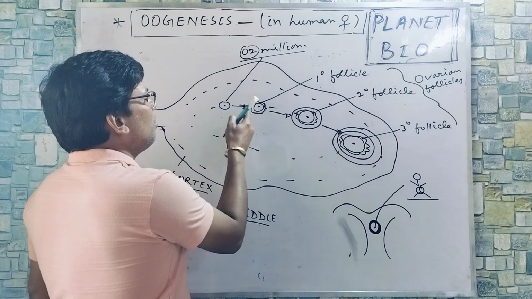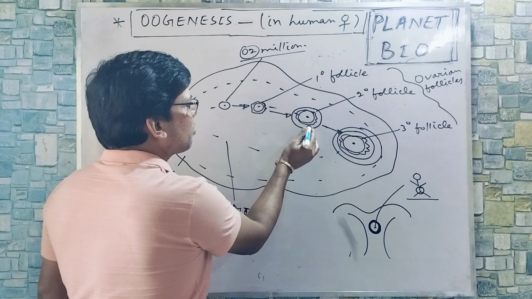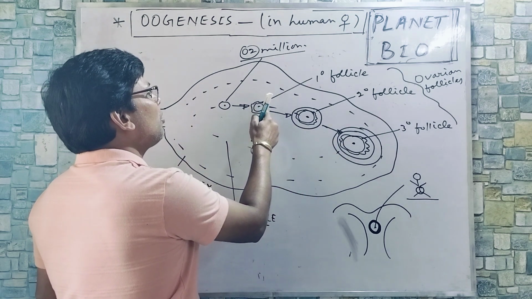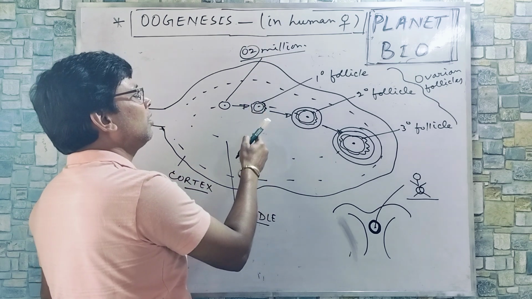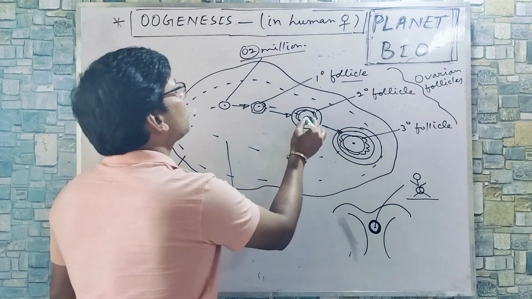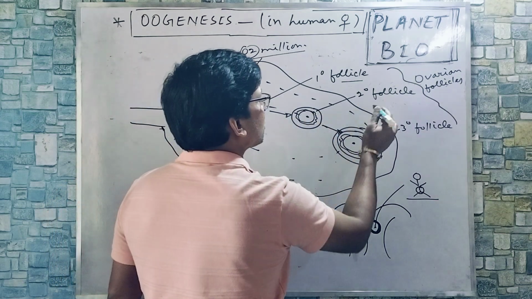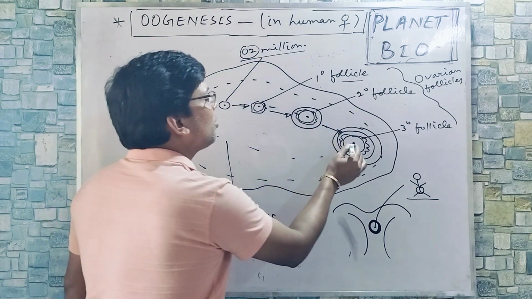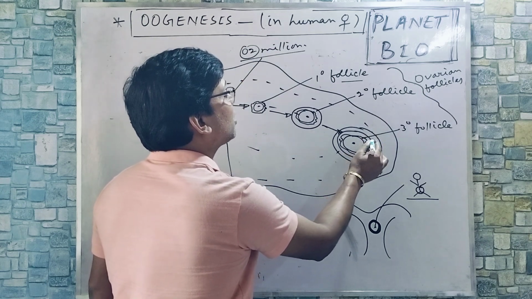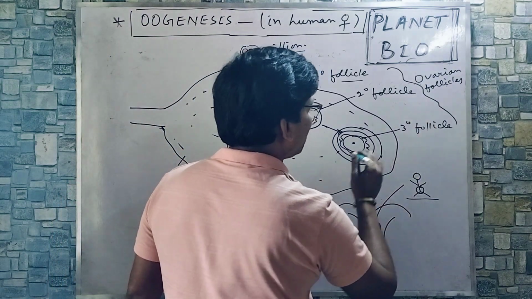Now this oogonium undergoes development inside. It becomes primary oocyte. And this primary oocyte with granulosa layer becomes primary follicle, ovarian follicle. This primary oocyte with more layers of granulosa and theca becomes secondary follicle. This primary oocyte with more layers of granulosa and theca externa and theca interna, two separate layers, becomes tertiary follicle.